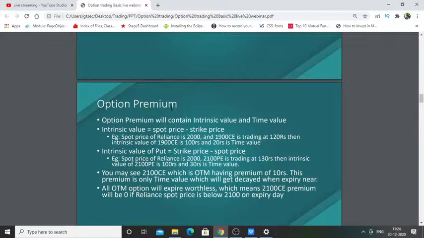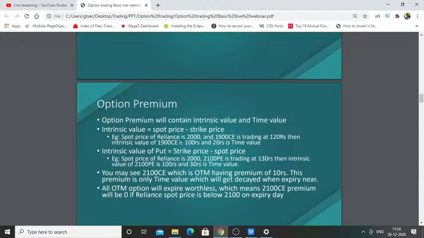For example, Reliance is trading at the price of 2000 rupees. If you look at the 1900 call option, which is an in the money call option, let's say it is trading at 120 rupees. Then the intrinsic value of this 1900 call option is just 100 rupees, and 20 rupees will be time value. When the expiry gets nearby, this 20 rupees will start to fade out.